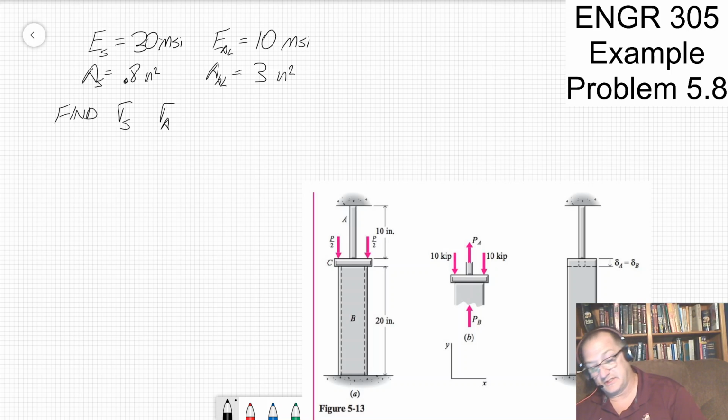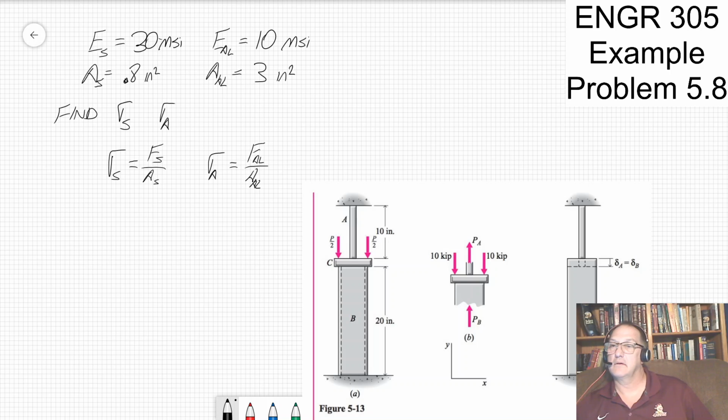Start the same process. I'm trying to find the stresses. The stress in the steel is the force in the steel over the area of the steel. The stress in the aluminum equals the force in the aluminum over the area of the aluminum.